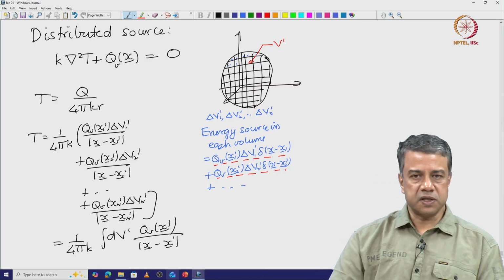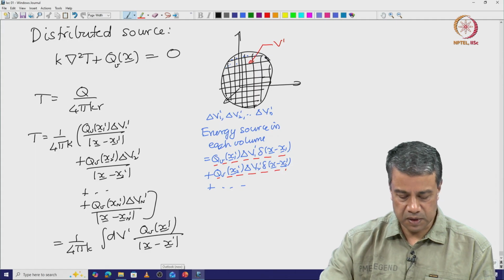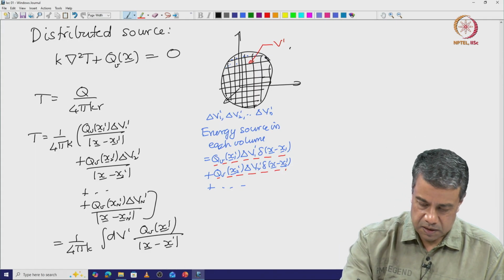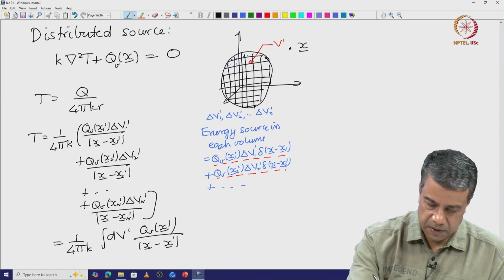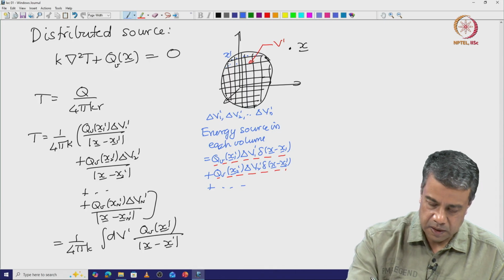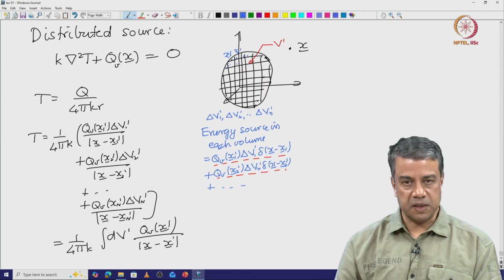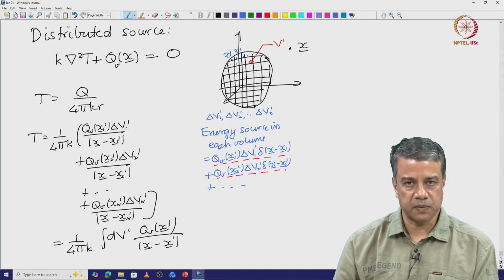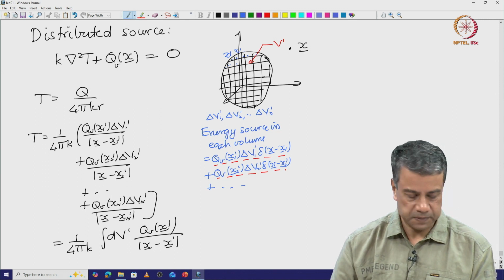So, that is the temperature field due to a distributed source. This is the observation point x. The first source point is x1 prime, this is x2 prime, etc. Source points are written with primes, and the observation point is written without a prime.